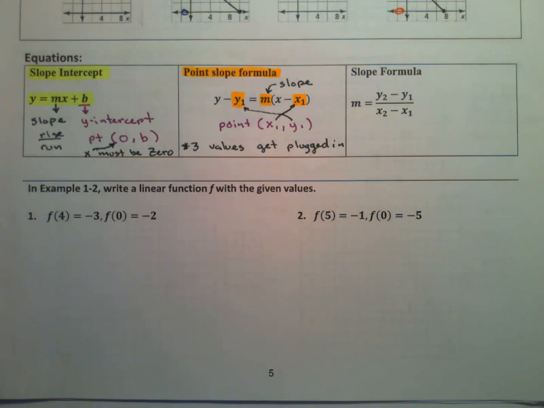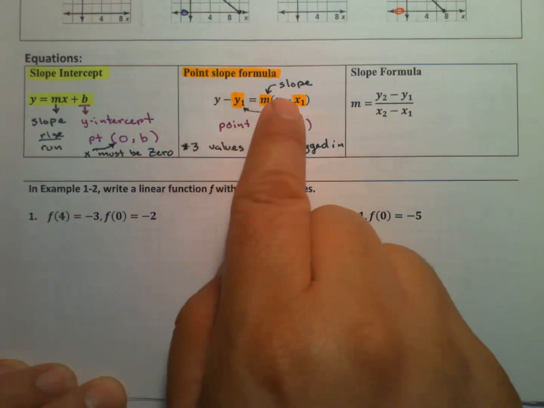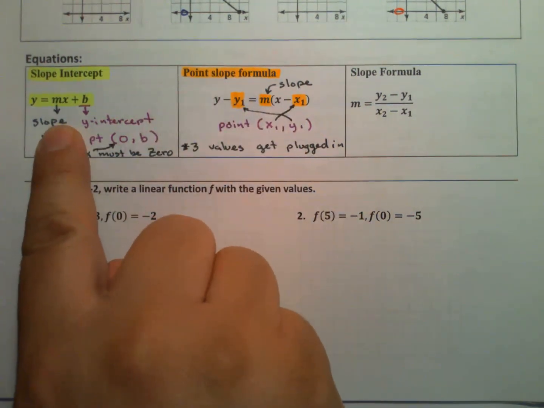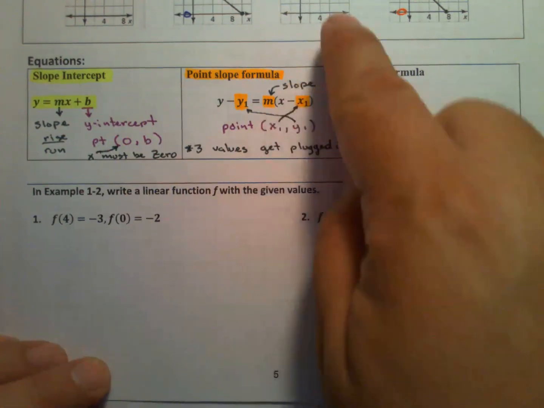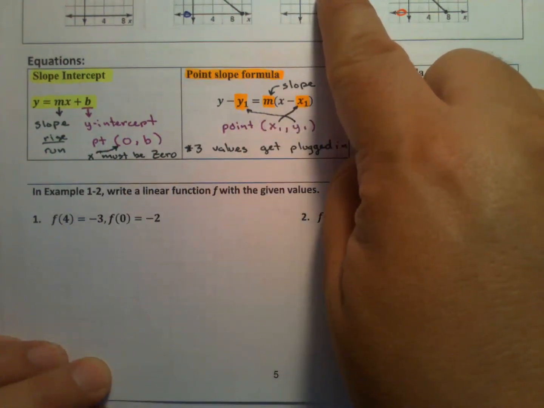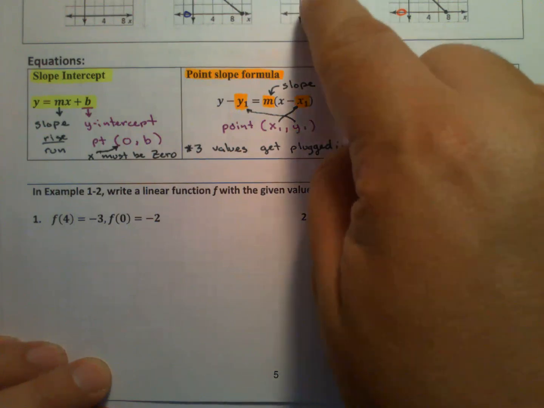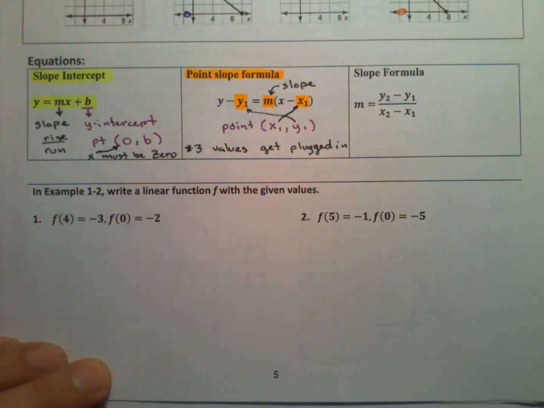And finally, just in case they don't give you a slope, right? So here they have to give you a slope. Here they have to give you a slope. But what if they don't? What if they give me a graph instead of giving me a slope? Then I have to do the work to find it. So we have what we call the slope formula.